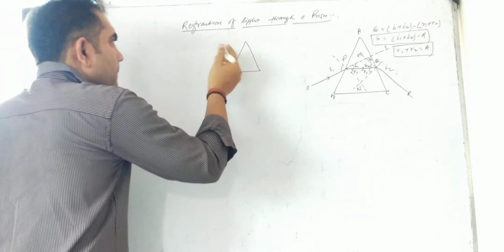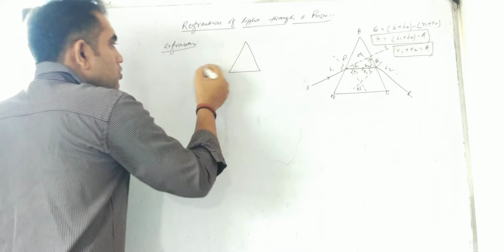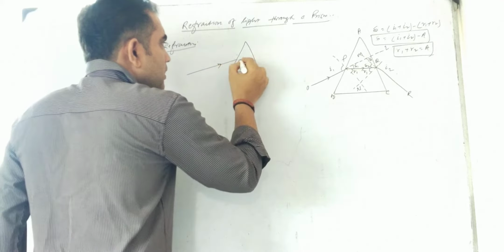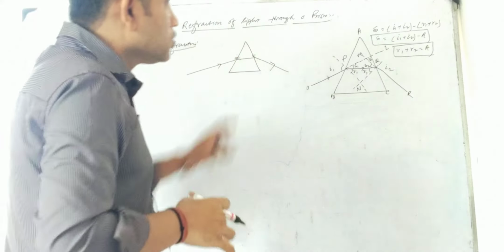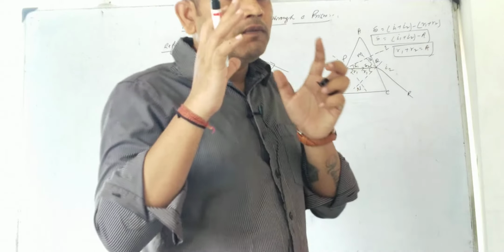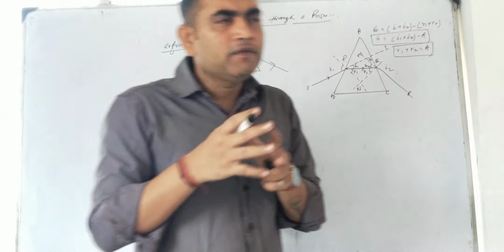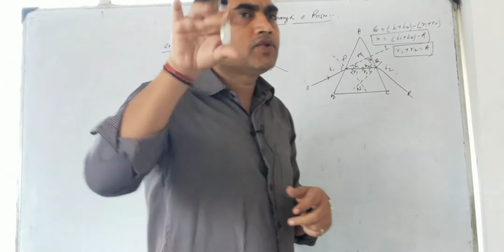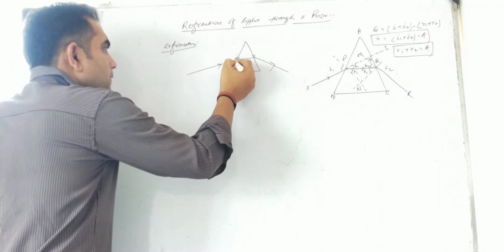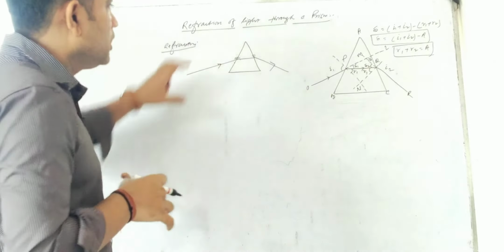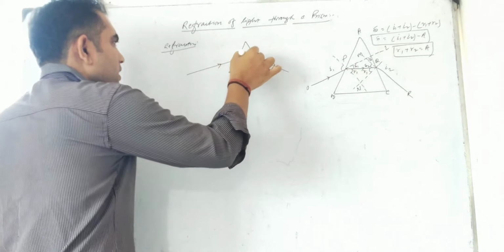The first thing is the refracting surface of the prism. The surface of the prism through which light enters and leaves is said to be the refracting surface. So first we understood that a prism is a transparent medium bounded by five surfaces having triangular cross sections. And the second thing is the refracting surface: any surface of the prism through which light enters and exits.